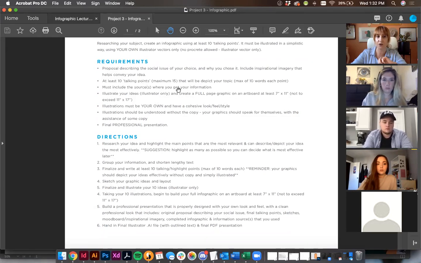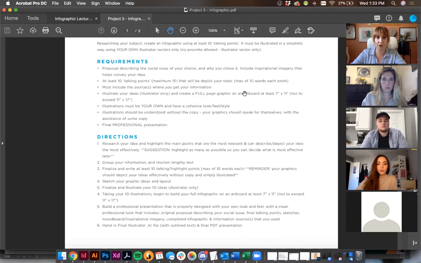I want to see your sources, where you get your information. That doesn't have to be included on your infographic, but on your final presentation, that's where those sources will be. So when you're gathering your info, make sure you keep track of it. Illustrate your ideas, Illustrator only, full graphic on an artboard at least 7 by 11, and you're welcome to go up to 11 by 17, totally up to you.